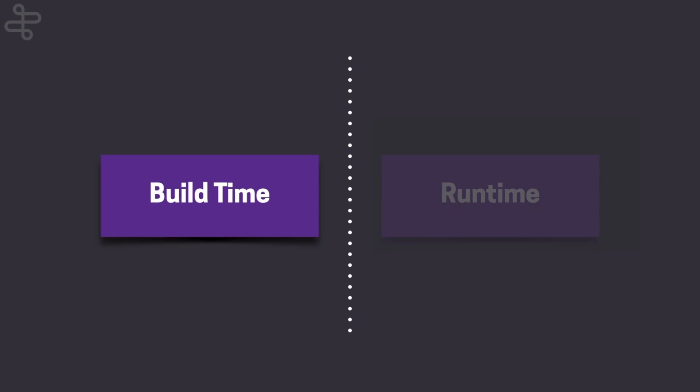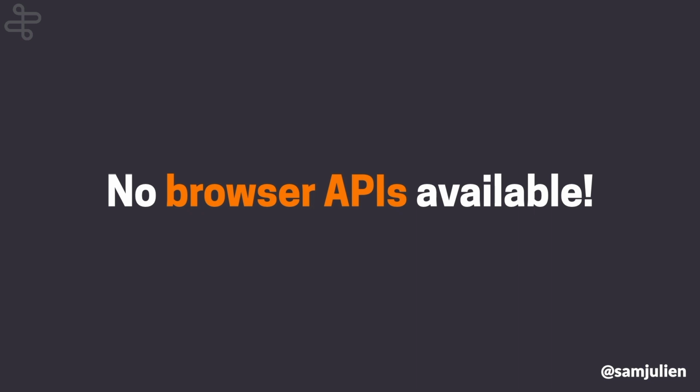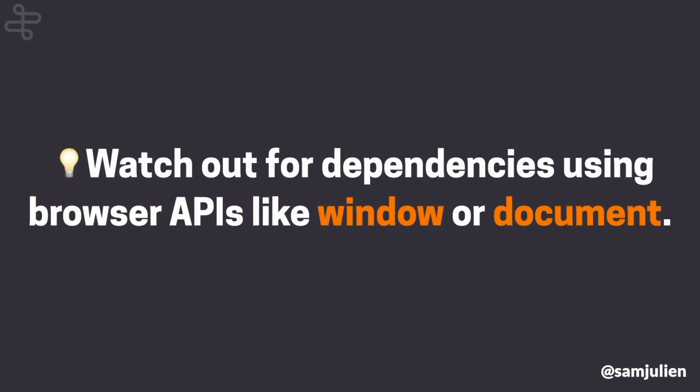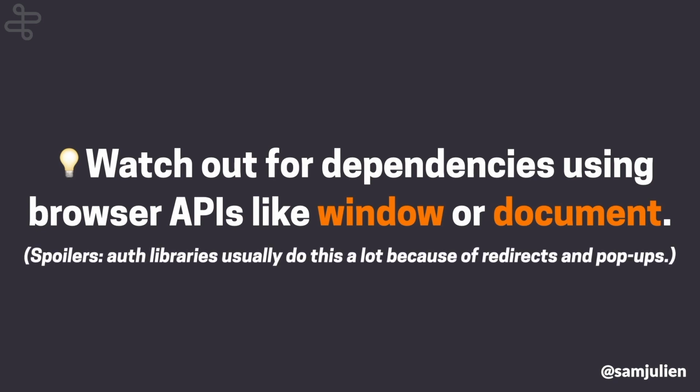So the next special bit that we come into, the final special bit actually, is in the build time. Remember that I said that we don't have browser APIs available. So we're not going to have things like window or document. One thing you're really going to have to watch out for are dependencies that use these browser APIs like window or document. And spoilers, auth libraries usually do this a lot, because auth involves a lot of redirects and pop-ups.